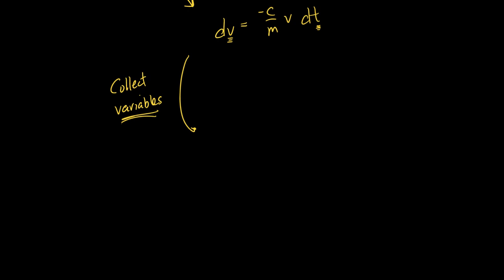Well, that looks to me like just dividing both sides of my function by v. If I divide both sides by v, I will get 1 over v dv on the left side and just c over m times dt on the right. I divided both sides by v.